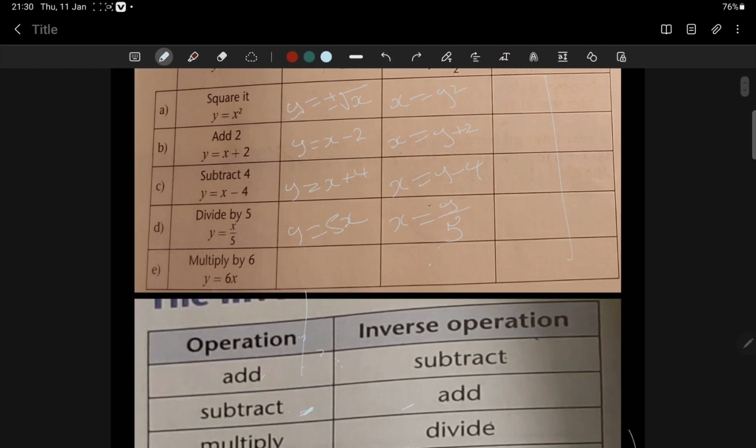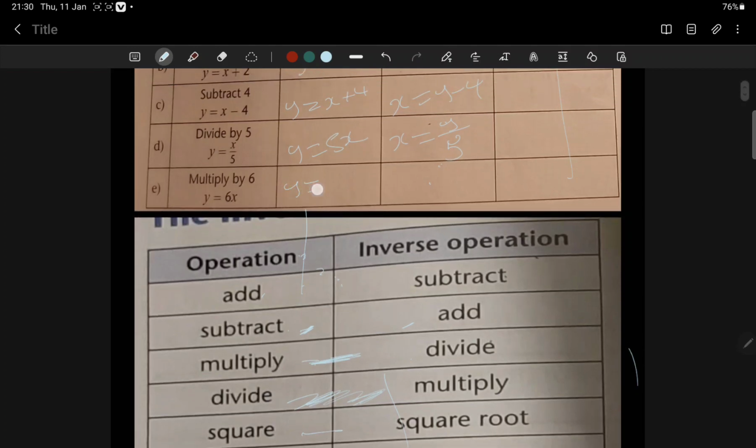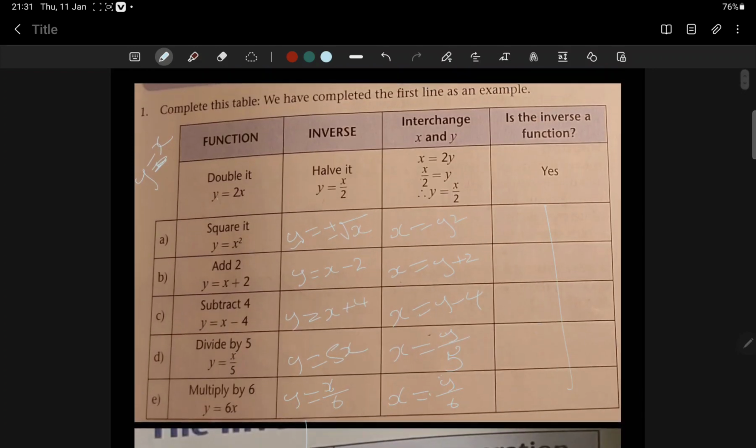Then now it says multiplying by 6. The inverse operation of multiplication is division. So this is y equals x over 6. And then from here, you interchange x and y. Where there's y, you put x, and where there's x, you put y. Okay, let us count this point.